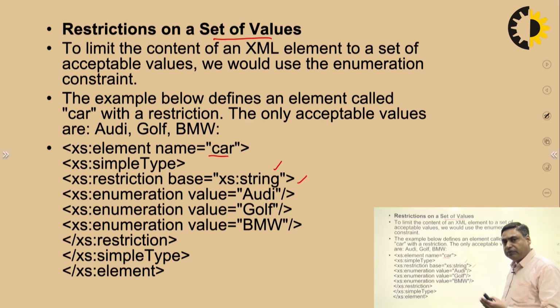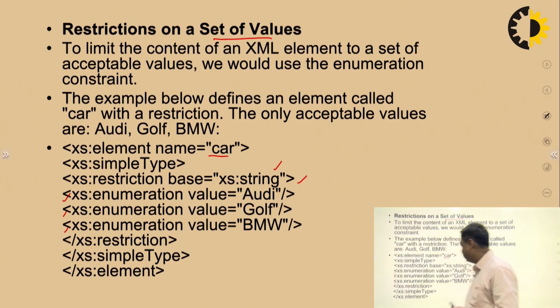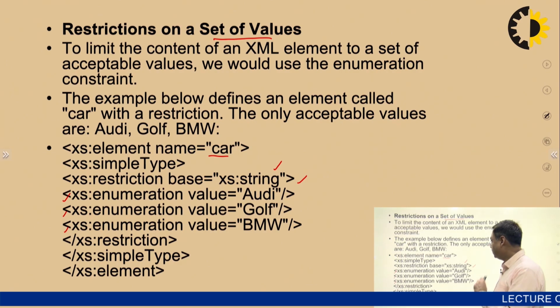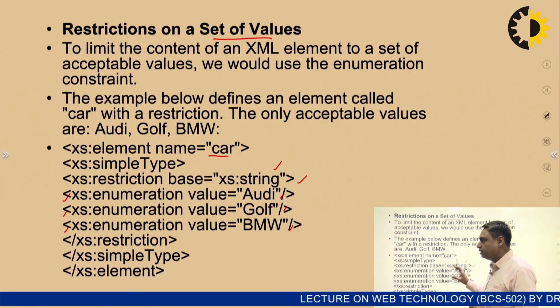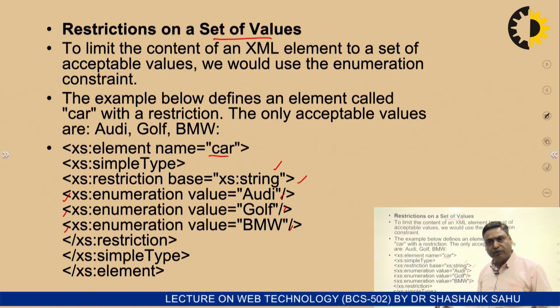So, there are three values in this enumeration. We have used three elements, and we are defining the values Audi, Golf and BMW. So, here we can see that we have defined a set of values: Audi, Golf and BMW. There are three values.